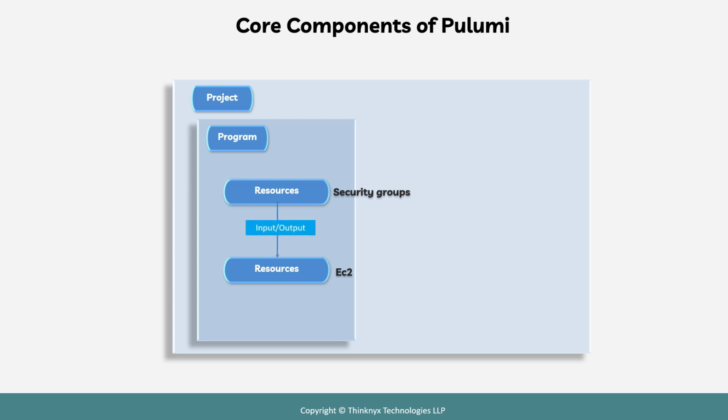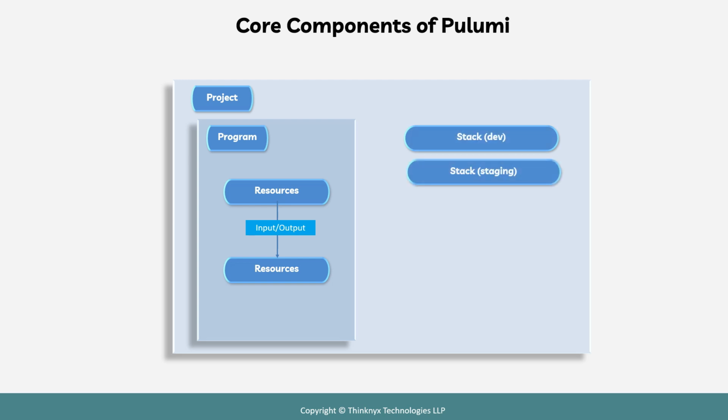Inputs and outputs. Inputs are the parameters you pass to a resource to configure it. Outputs are values produced by a resource that can be used elsewhere in your program or exported for use by other stacks or applications. Stack. A stack is an isolated instance of your infrastructure. You can have multiple stacks such as dev, staging, and prod, each with its own configuration and state.